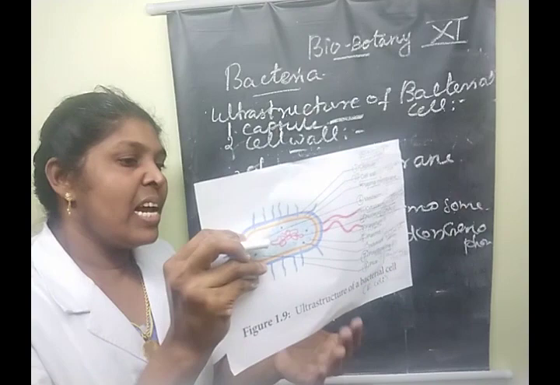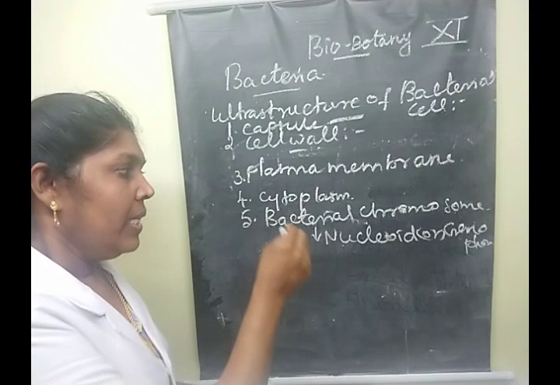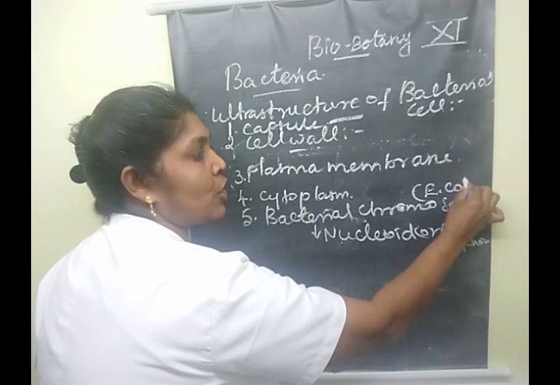The next one, the bacterial chromosome. What is meant by nucleoid and genophore? This is one of the 2 mark questions, children. Here, this is the ultrastructure. The example species is E. coli, the short form of Escherichia coli.